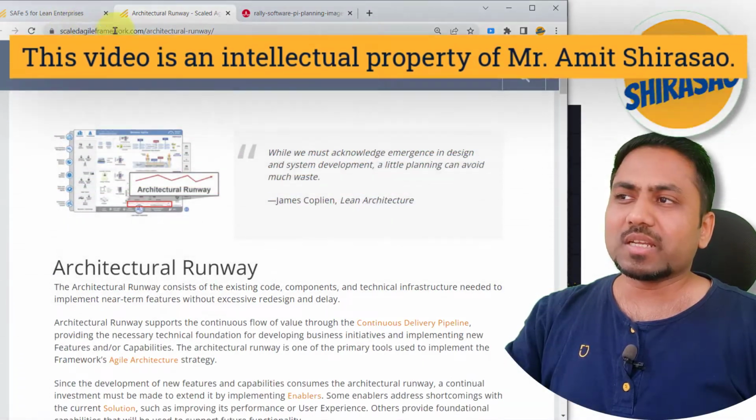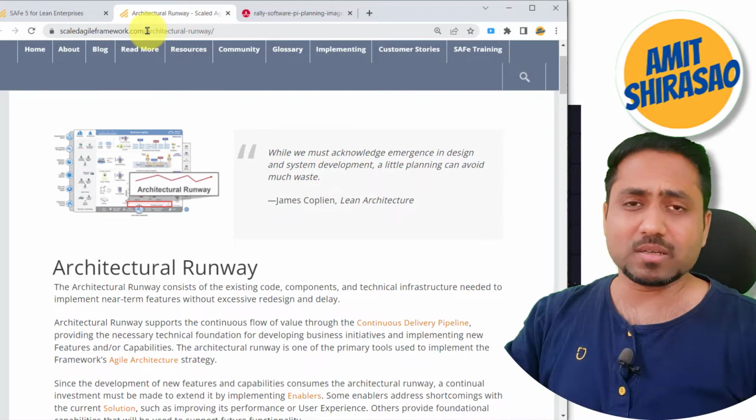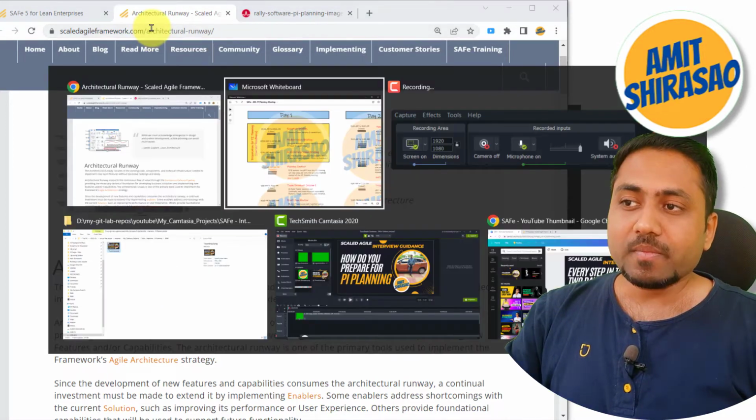For more details, go through this particular page. This is from scaleagileframework.com. Of course, I'll give the links in the description, go through them.